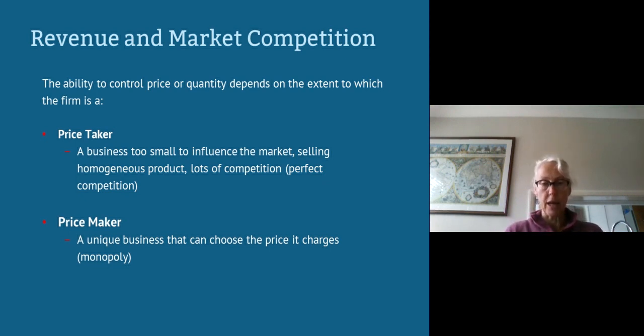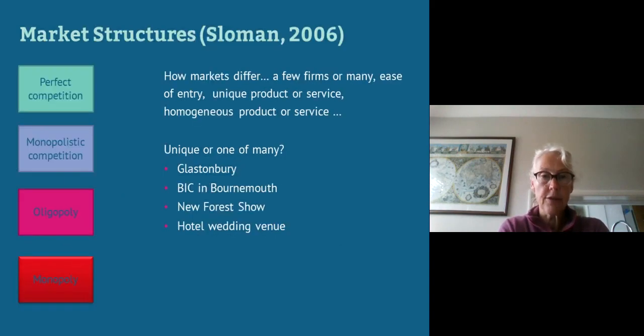And then at the other end, you've got a price maker. So this is a business that offers something unique, and therefore, to some extent, it can choose the price it charges. So what we're going to do is look through these 4 different market structures. The way they operate depends to some extent on whether there's many competing firms, whether it's very easy to set up and start operating in that particular area, whether they're doing something very unique in terms of their event offering, or whether they're doing something which is what we call homogeneous. It's very similar. A lot of people are offering something similar.